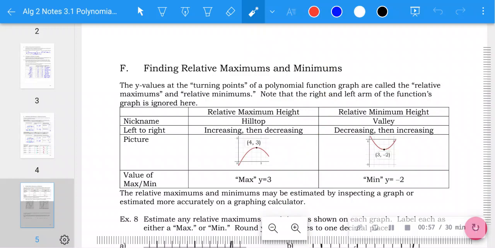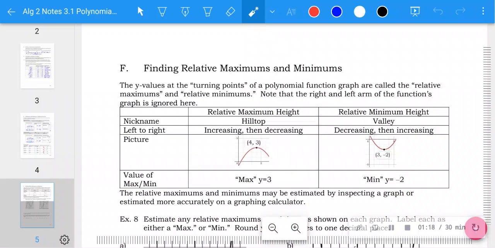But if you just have, I guess, near vision, you can only see right around it, and that 3 is the height of that hill, and that's called a relative maximum. To tell if it's a relative maximum, you just have to be increasing on one side, and then when you get past it, decreasing on the other, the right-hand side.